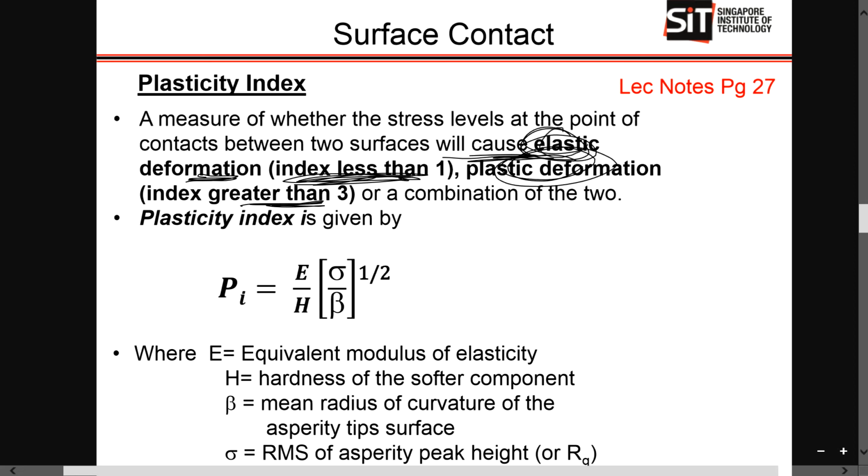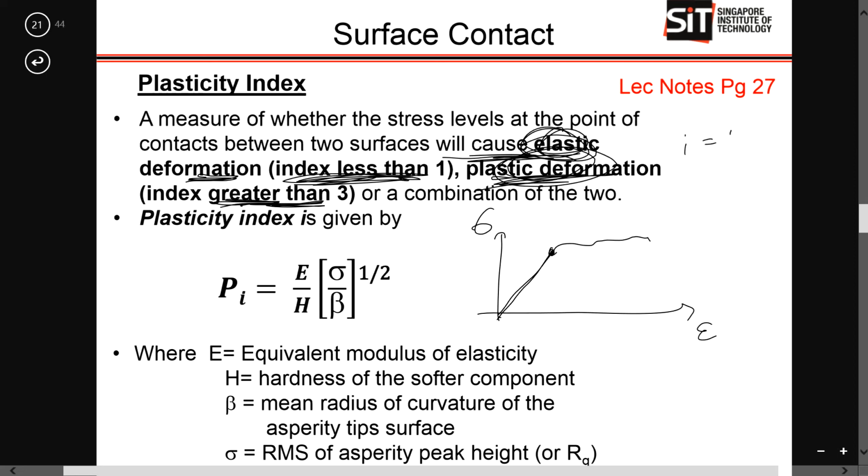Elastic deformation means that, on a stress-strain curve, it is in the elastic region. It will not permanently deform; it just stretches and then comes back to its original length. But if the index is higher, then you start to plastically deform, which is permanent deformation. Take note of that, very important. Index equal to 1, elastic; more than 3, permanent deformation.